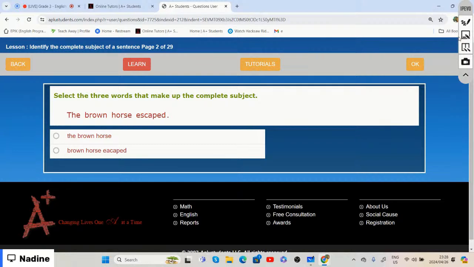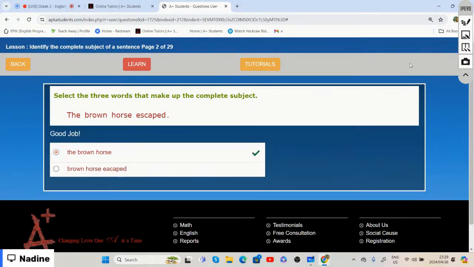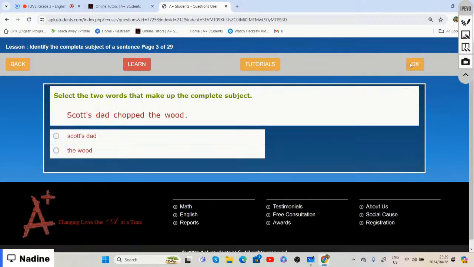All right. And if we were to select the correct one, we would say option one, because if we choose the three words, then it is the brown horse. That is our subject, because we're not just saying horse, but we're saying the brown horse, because now we're even describing the horse. So well done. Option one is correct.